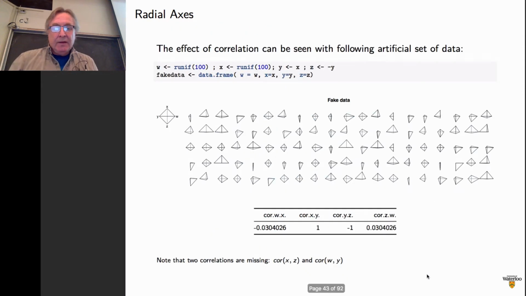Okay, so let's think about correlation. This is a completely artificial data set where I've just introduced some correlation. There are 4 variates here, W, X, Y, and Z, and the correlations are as in this table. The correlation between X and Y is 1, between Y and Z is -1, and something nearer zero between W and X and Z and W. And the axes are W, X, Y, Z going counterclockwise beginning at the horizontal one.